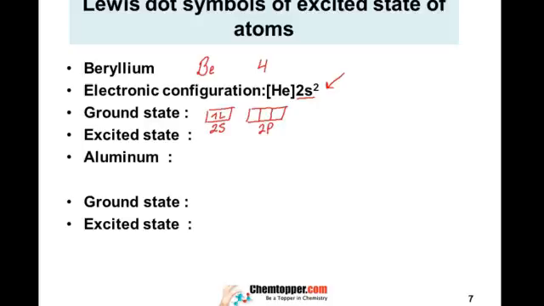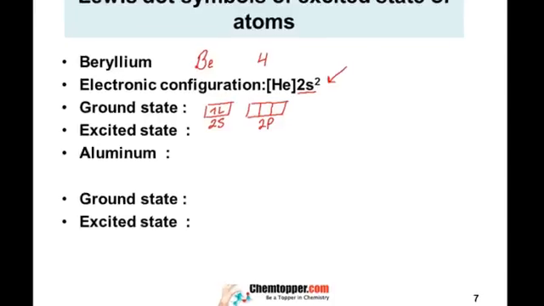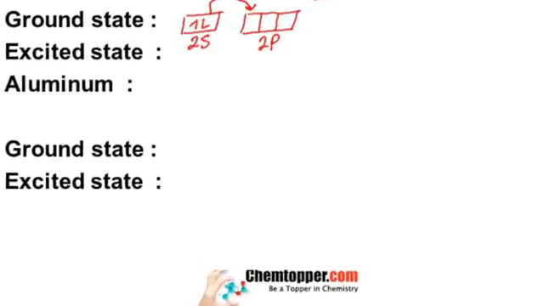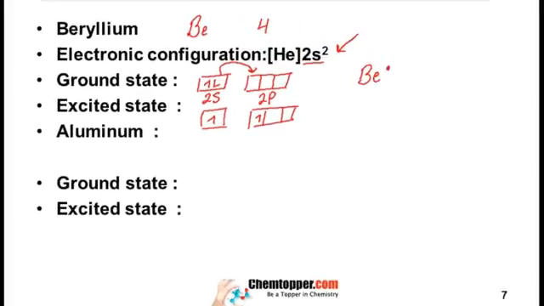In the excited state, one of the electrons will jump from 2s to 2p, and the excited state of beryllium has 2 unpaired electrons. So the ground state of beryllium is with a pair of electrons in the Lewis dot symbol, and the excited state has 2 unpaired electrons.